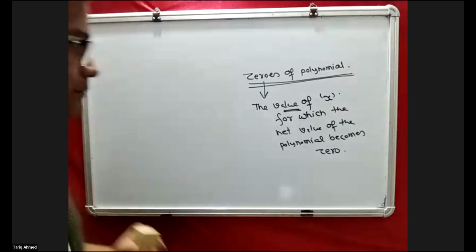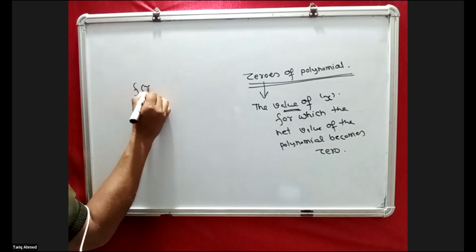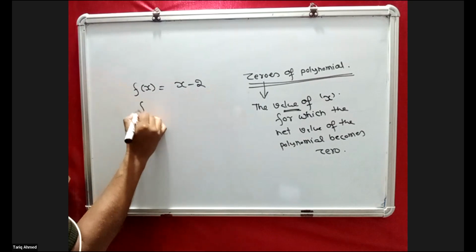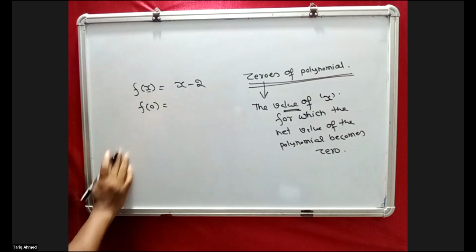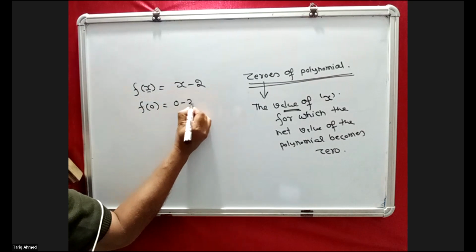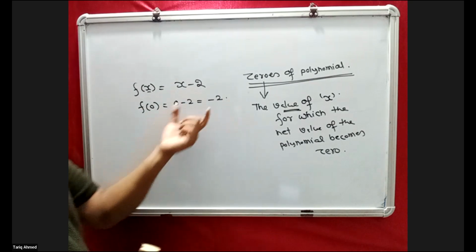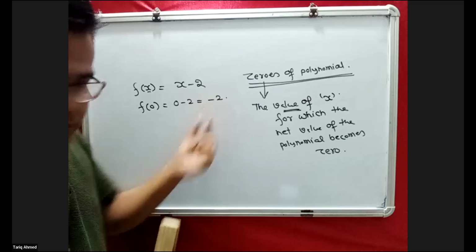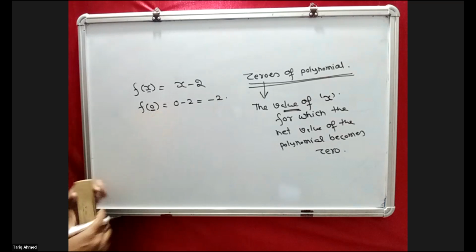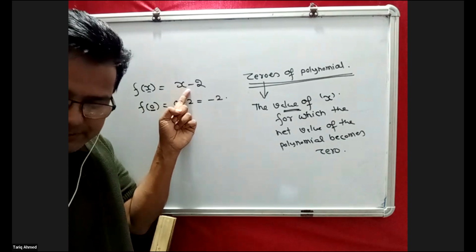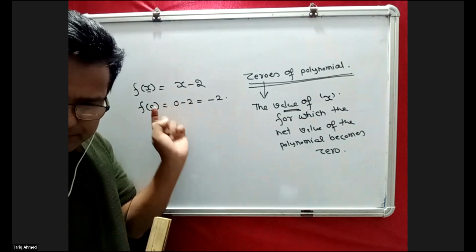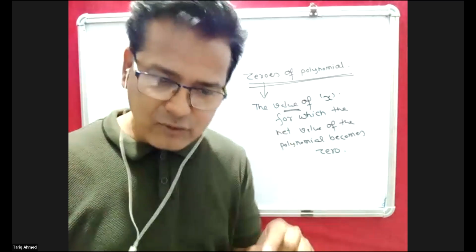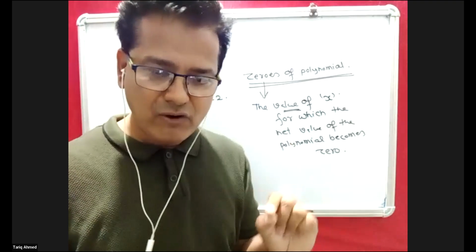I am showing it by example. Suppose f(x) is x minus 2. Now I put 0 at the place of x. So 0 minus 2, we will get minus 2. After putting the value, we are getting the total value as minus 2. So now tell me, can we call 0 a zero of this polynomial? No, sir. No, because the definition says those values of x by putting which we get the overall value 0.